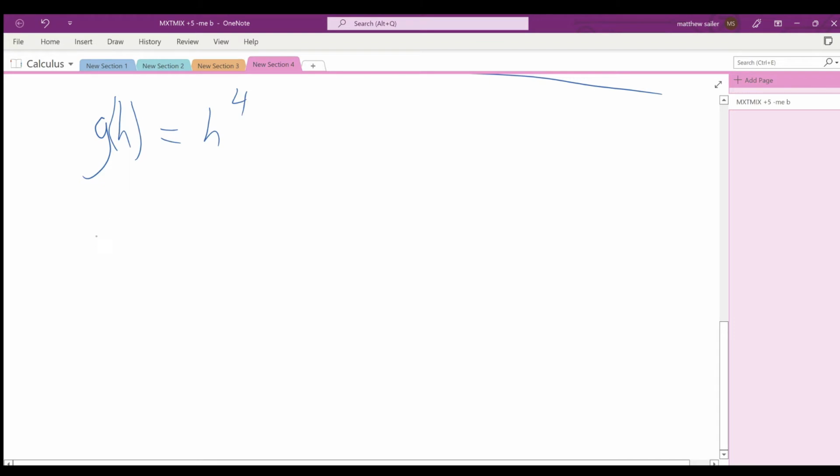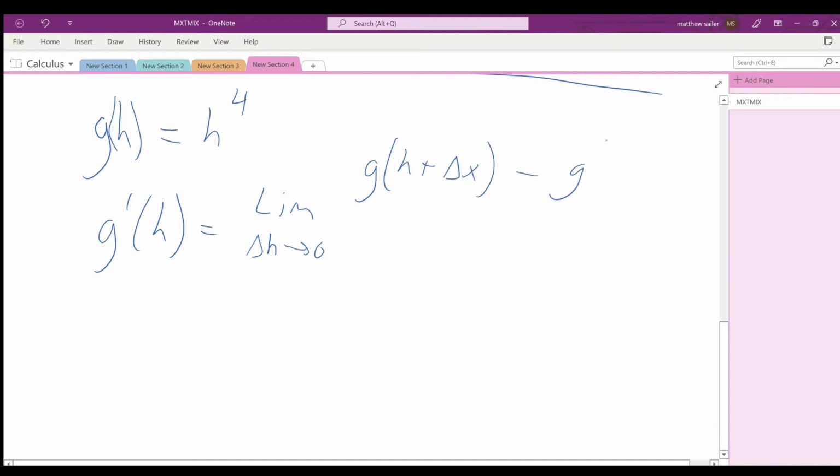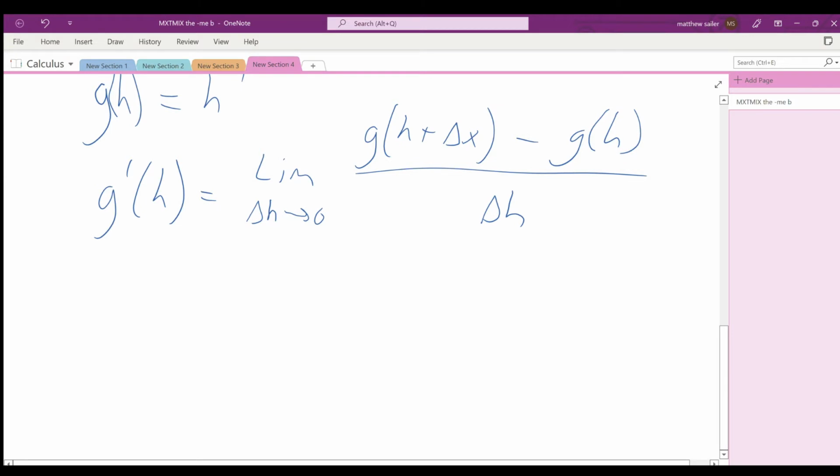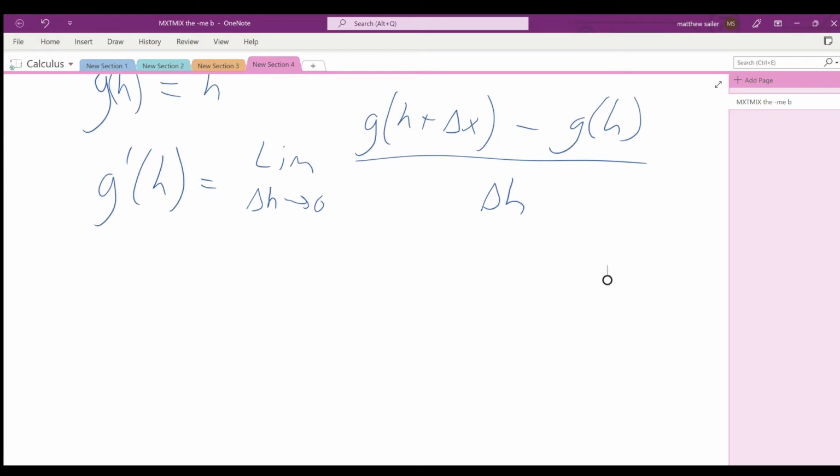Alright, so g prime of h equals the limit, as in this case it will be delta h approaches 0 of g of h plus delta h minus g of h all over delta h. And no matter what we call these, this should still be true. This should still result in the derivative. Alright, so let's start plugging this in.